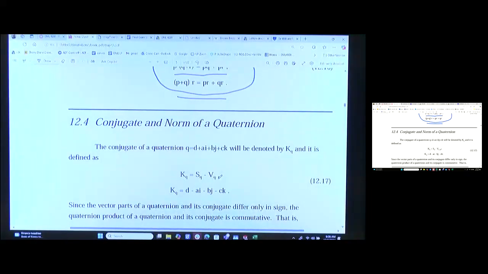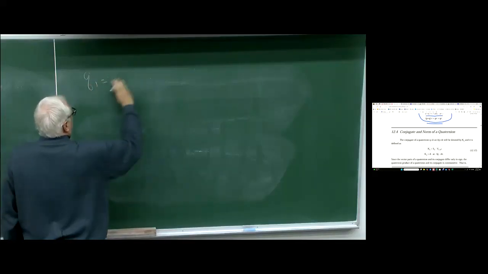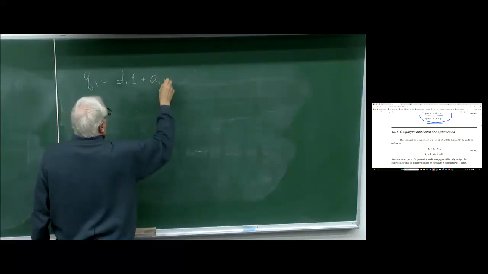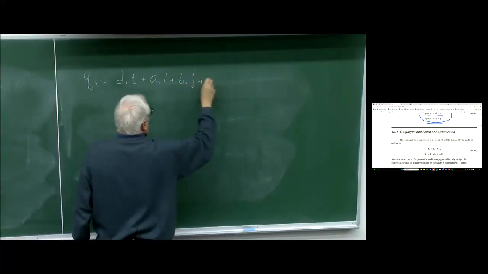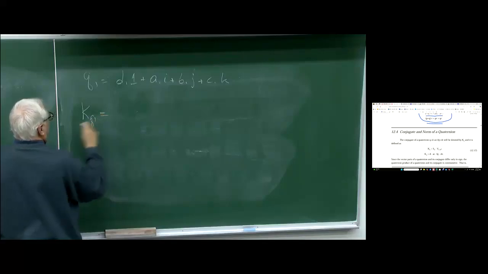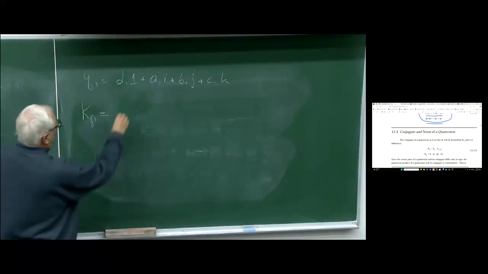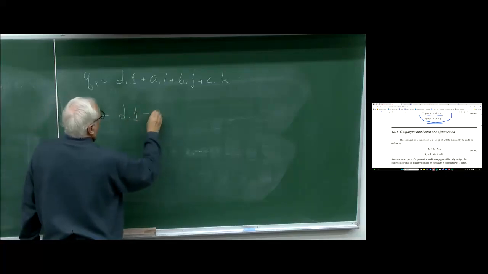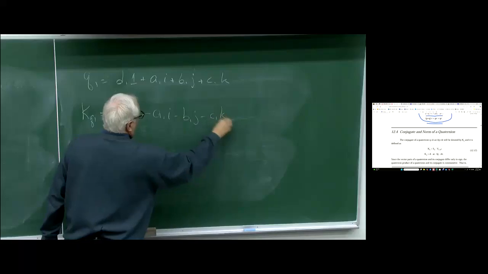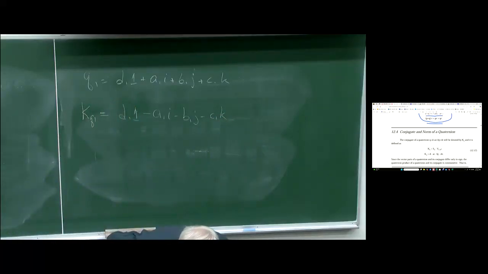The first thing we're going to introduce is called the conjugate of Q. So if Q1 is, well, let's write it this way: D1 times 1, plus A1 i, plus B1 j, plus C1 k. The conjugate of Q1, which we write like that, is you negate the vector part. You say, okay, well, whoopee. So we negate the vector part, so that gets us that.